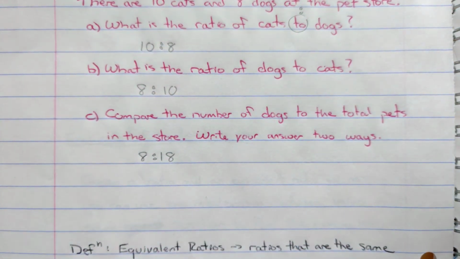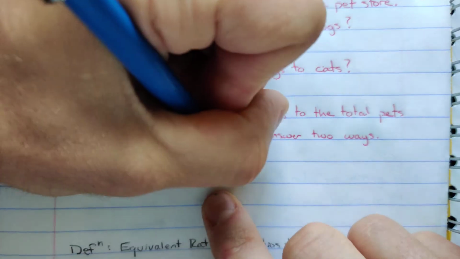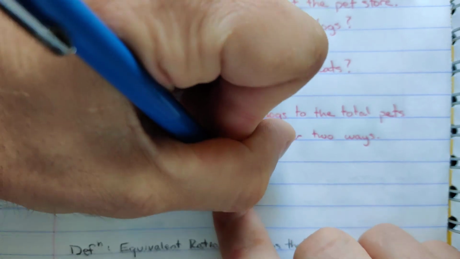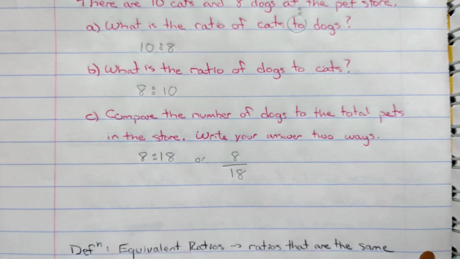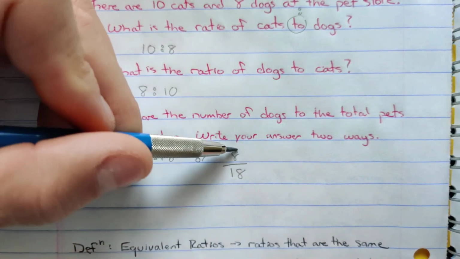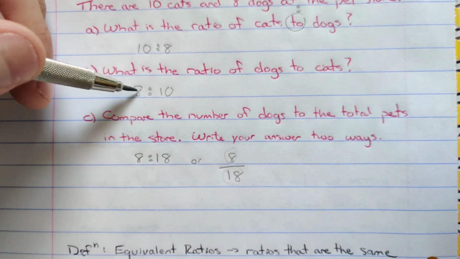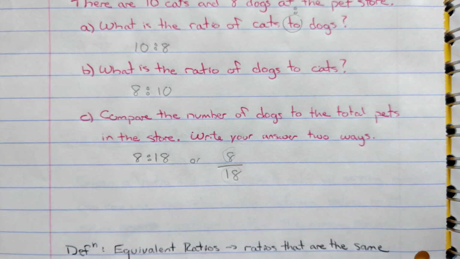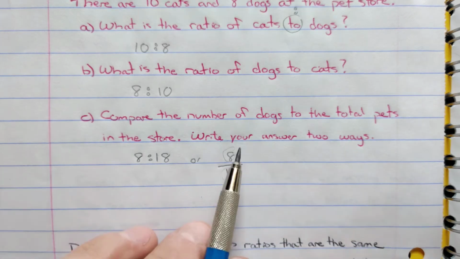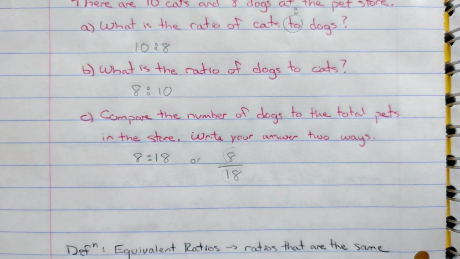Now I said write your answer 2 ways. Another way that you can write a ratio is as a fraction. The part-to-whole ratio is the one that we would write as a fraction, because there's 8 out of the total of 18. 8 over 10 doesn't make a proper ratio because we're not comparing it to the whole group. So only when we're comparing it to the whole group can we write it as a fraction. We can write it either way.